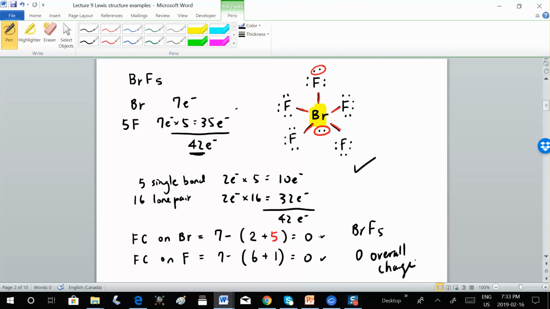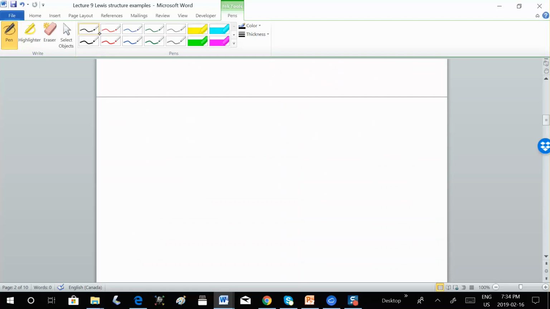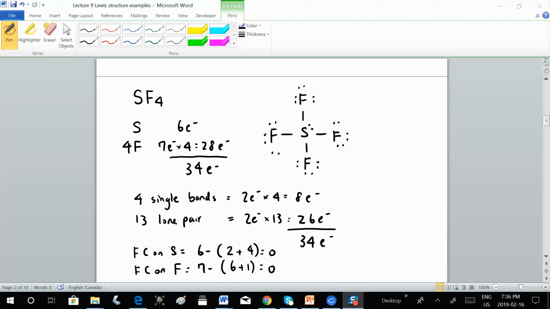Okay, so you can move on to the final example from the first set of examples, SF4. I'm not going to show you all the steps. Instead, I want you to stop the video and try this for yourself. Okay, so now you have had a chance to try it. Hopefully you have the same Lewis structure for SF4 as the one that I drew here. You should have 4 single bonds with a total of 13 lone pairs of electrons. One of the lone pairs is located on the central atom, sulfur.